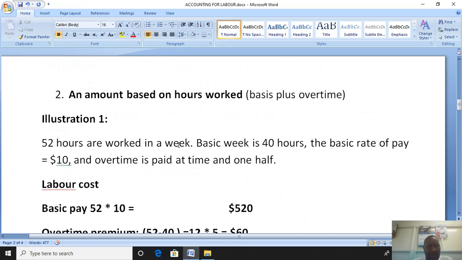So that's an amount based on hours worked. You just get the number of hours worked multiplied by the basic rate. If there is overtime worked and overtime premium is paid for that overtime, you take the number of hours of overtime and multiply it by the overtime premium per hour.